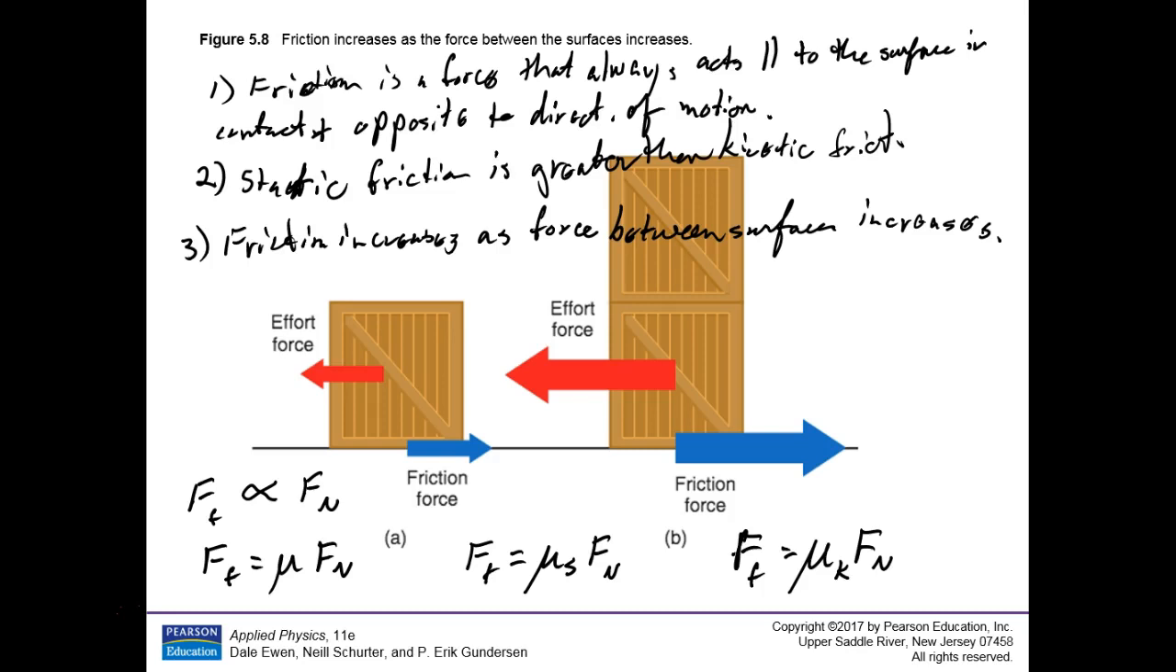Hardwood on hardwood: 0.40 static, 0.25 kinetic. So most of the time, static is greater than kinetic. Steel on concrete: they don't give a static, they just have kinetic 0.30, okay? Aluminum on aluminum, they only give static, 1.9. That's a pretty big coefficient there. Rubber on dry concrete, 2.0, as opposed to kinetic 1.0.